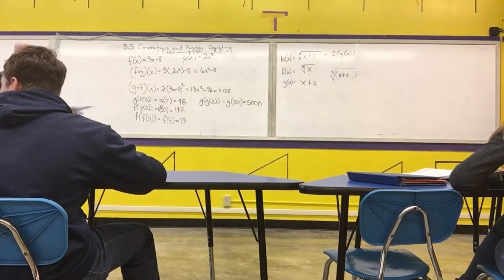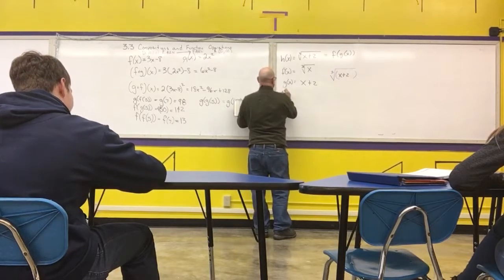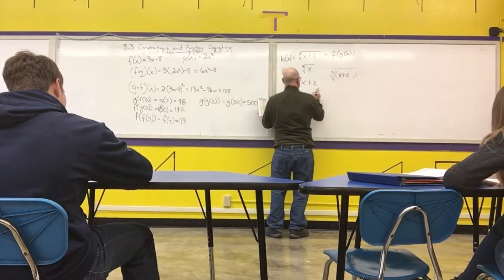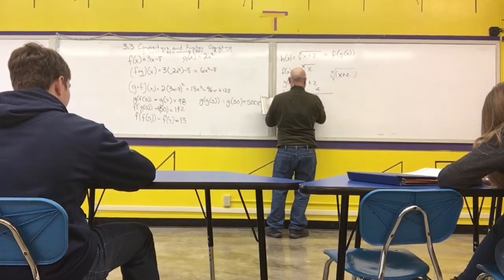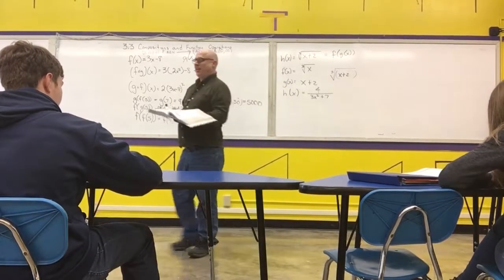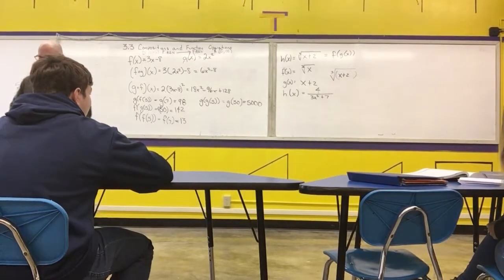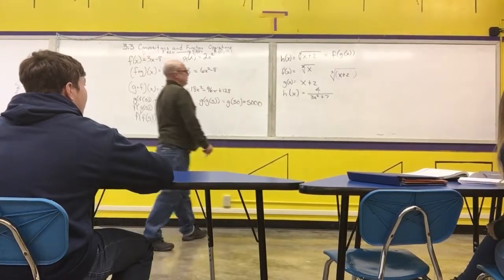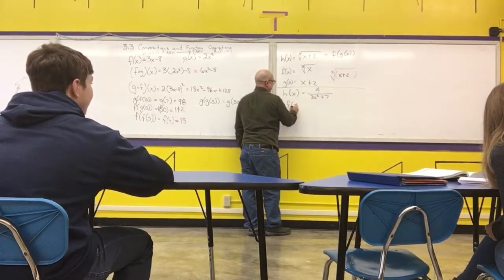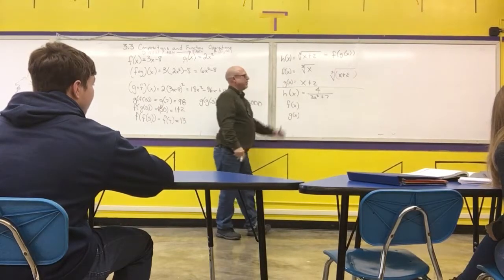So, 41. 41 says h of x is equal to, there's a lot of different ways I could write this one, 3x squared plus 7. I want an f and a g that will make this work. I want an f, and I want a g such that when I compose f with g of x, I get back to h.